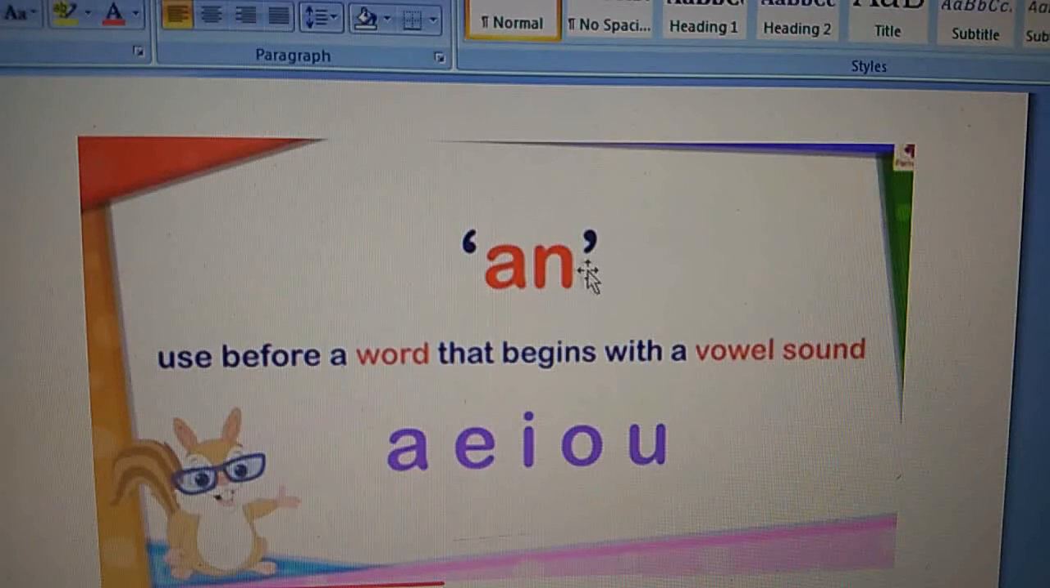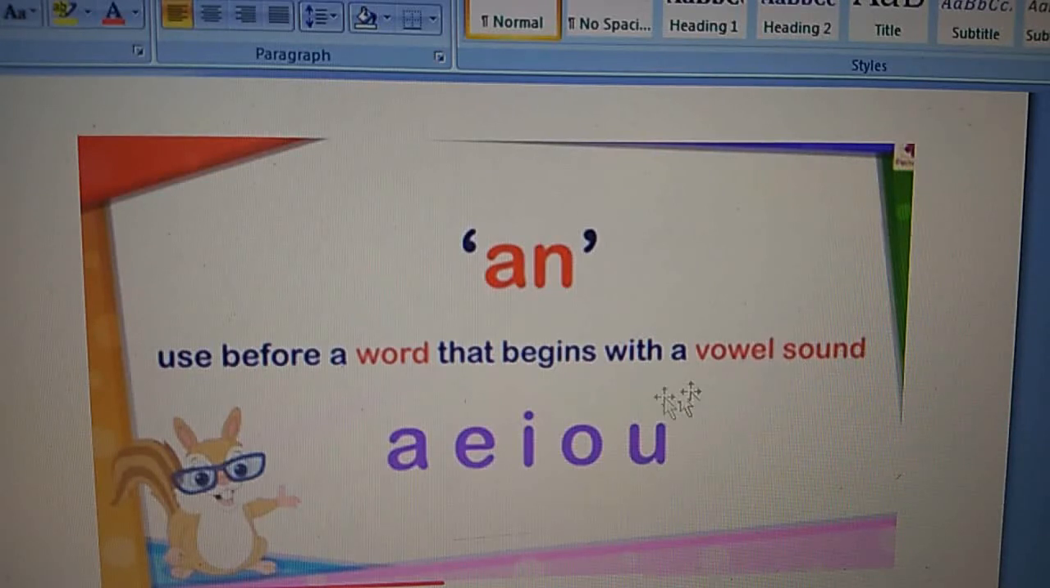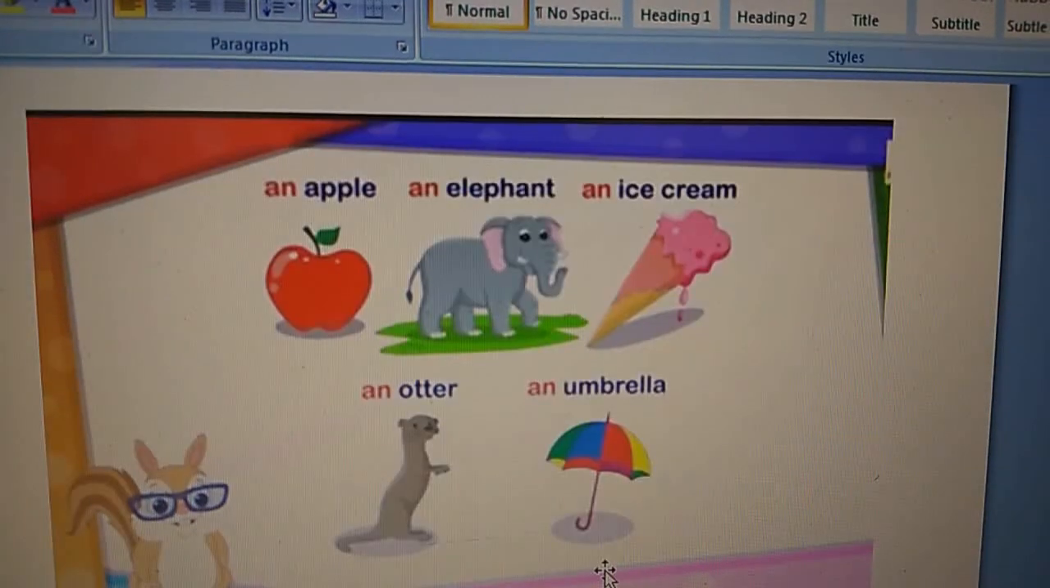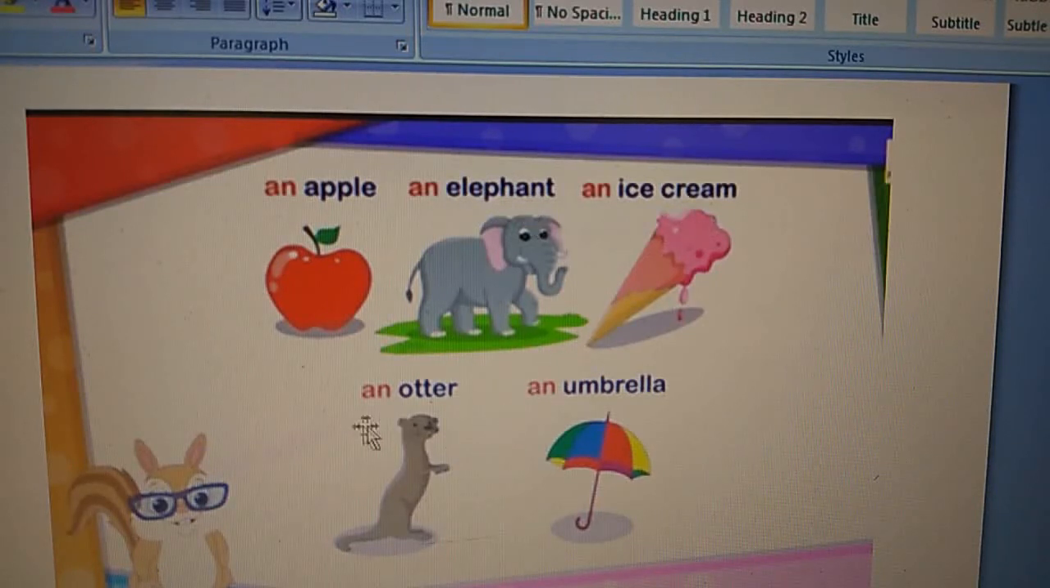Now, an is used before a word that begins with a vowel sound. Remember, an is used before a word that begins with a vowel sound. First, A, E, I, O, U. These are the vowels. Let's see the example. An apple, an elephant, an ice cream, an otter, an umbrella.